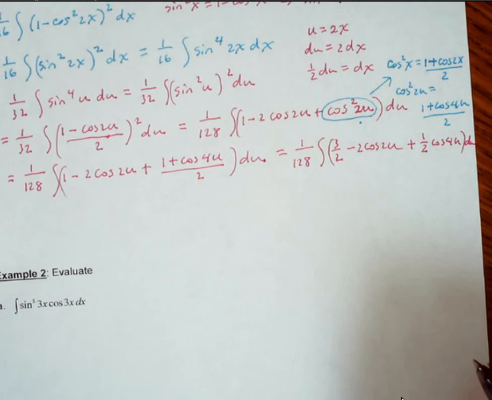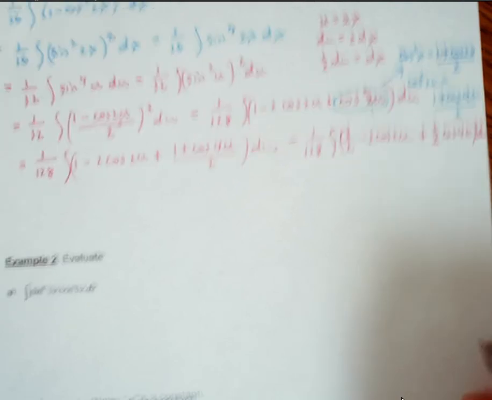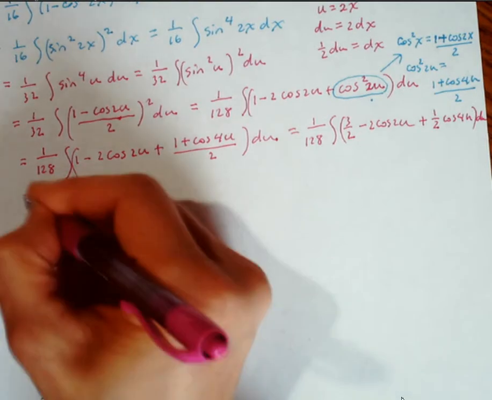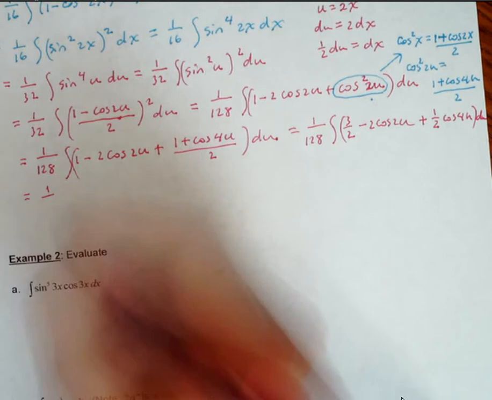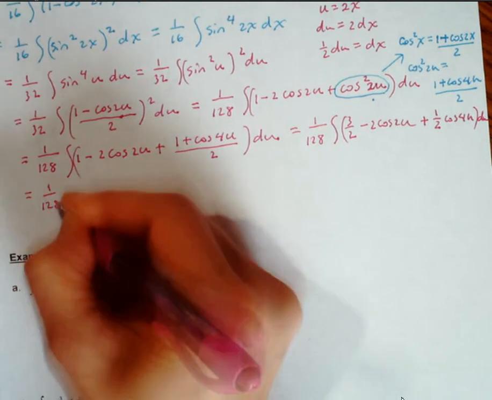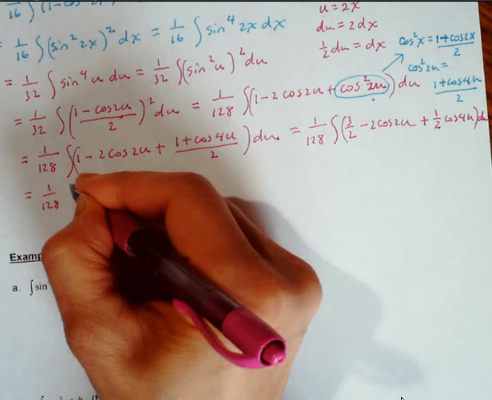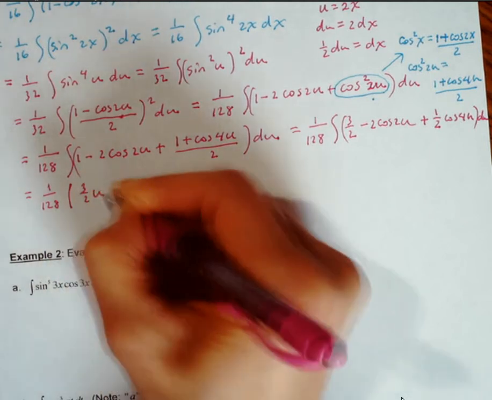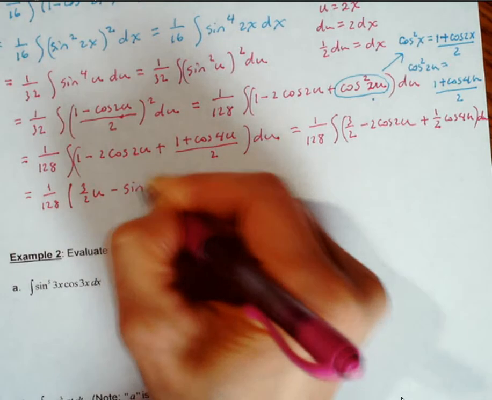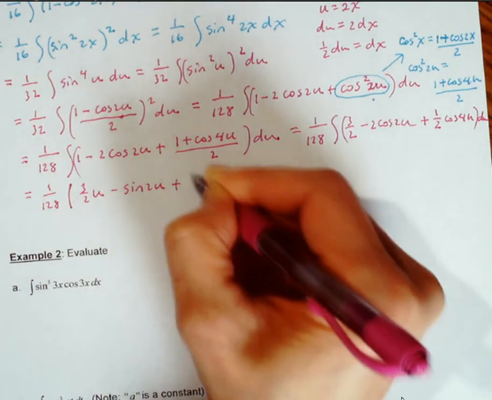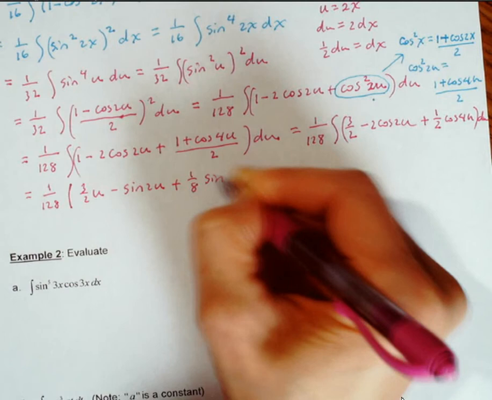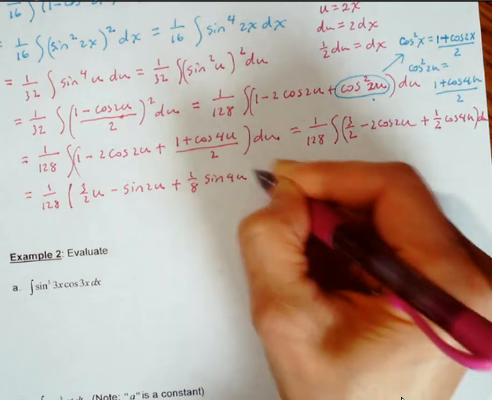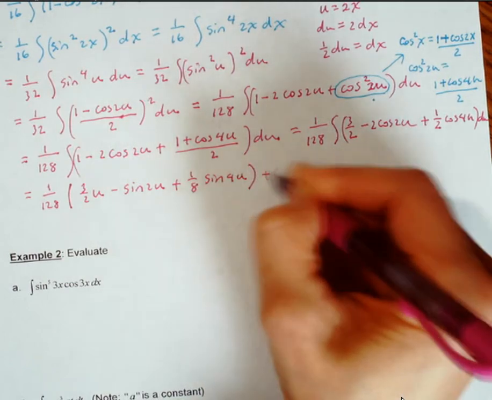Okay, I think now I'm ready to actually do the integration. So that gives me 1 over 128, and then I end up with 3/2 u minus sine of 2u plus 1/8 sine of 4u plus c.